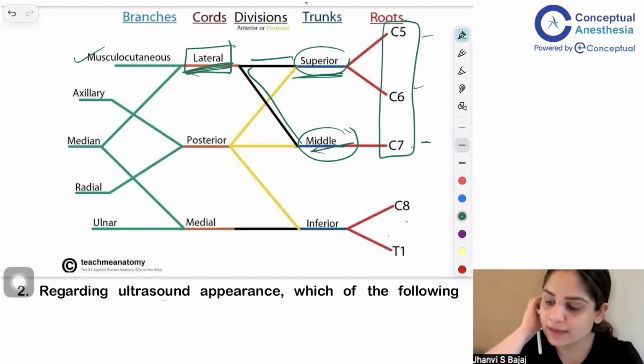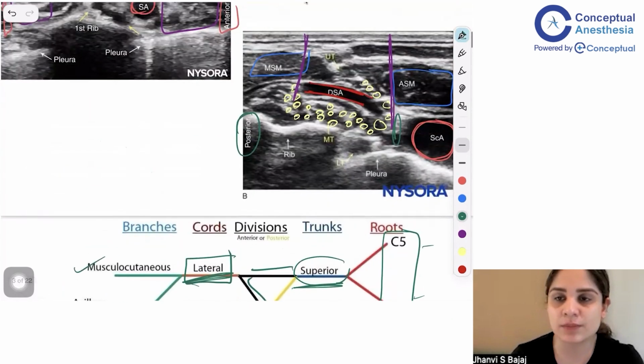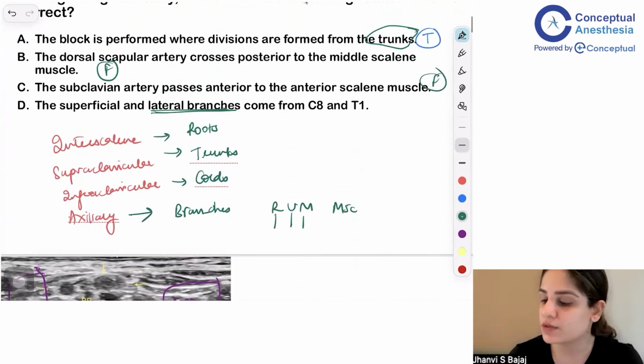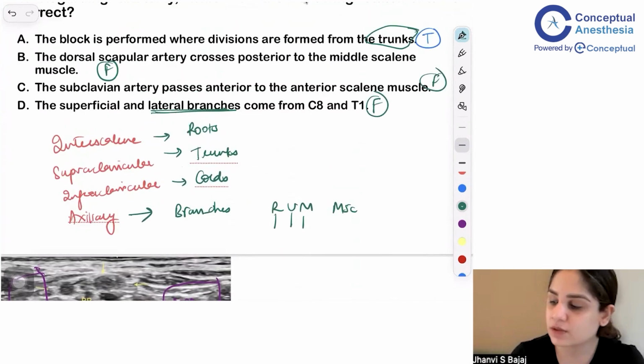All right. So basically, your C8 and T1 don't contribute to the lateral part, or the branches given out from the lateral cord. Your C5, C6, C7 are the ones that give out the branches related to the lateral cord. So this is also a false statement in this case. So the correct answer over here, the true or the correct option, is only option A.